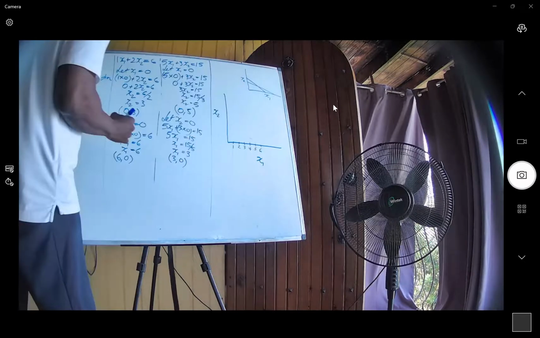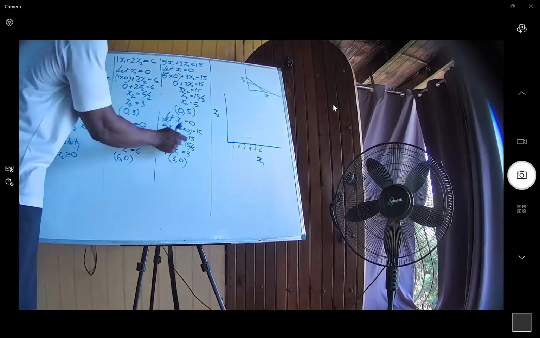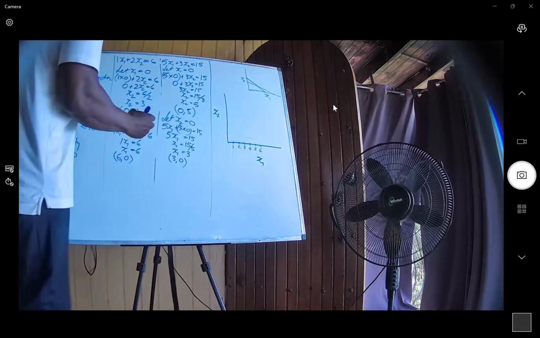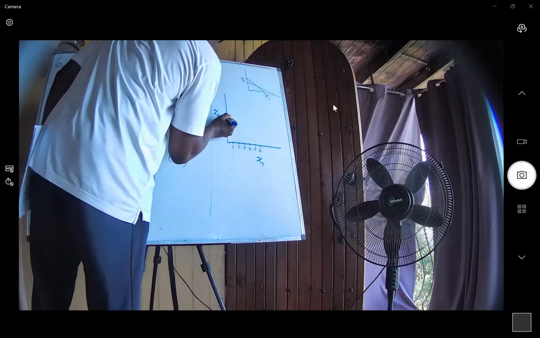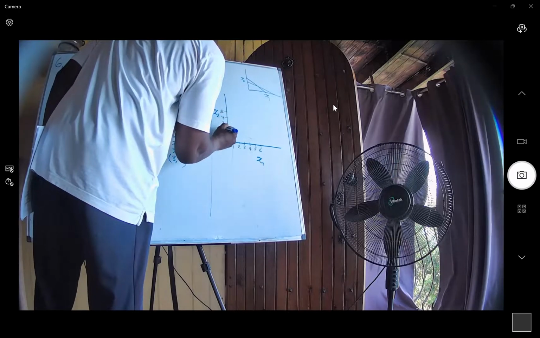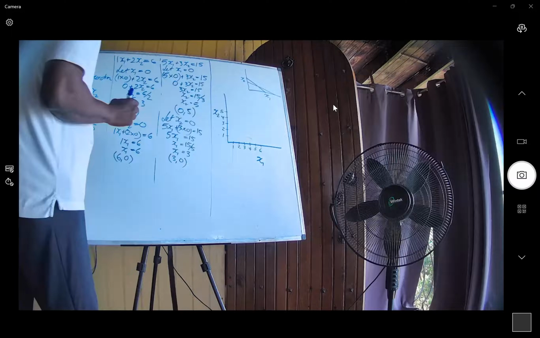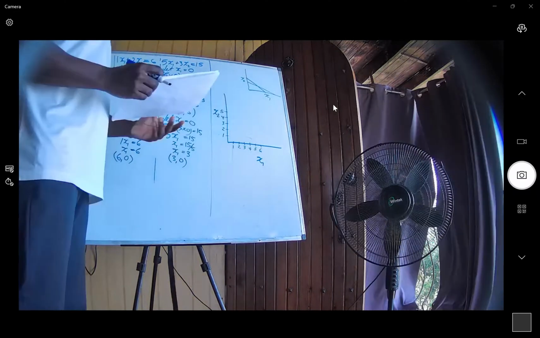And let's look at the x2s now. So it's 3, 0, 5, 0. So 5 is the largest x2. So we can say 1, 2, 3, 4, 5. That's the only way you know how far to extend your grids on your graph.